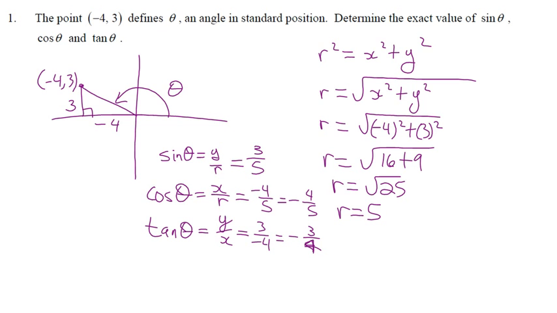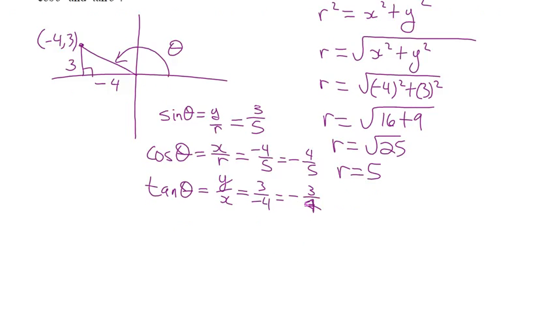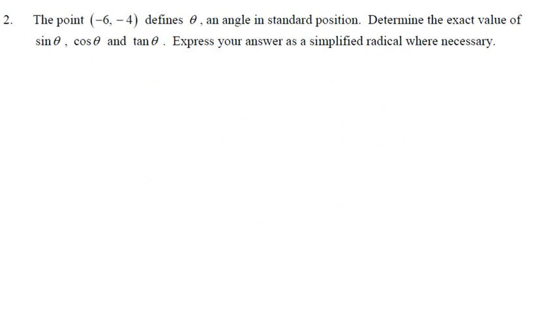Okay, so these were nice numbers, right? 3, 4, yeah, it's 5. Now sometimes they won't be so nice. I think that's it for this. The point, negative 6, negative 4, defines theta, an angle of standard position. Determine the exact value of sine theta, cos theta, and tan theta. Express your answers in simplified radical where necessary. So these numbers may not be so nice. In other words, the r value is probably a radical.